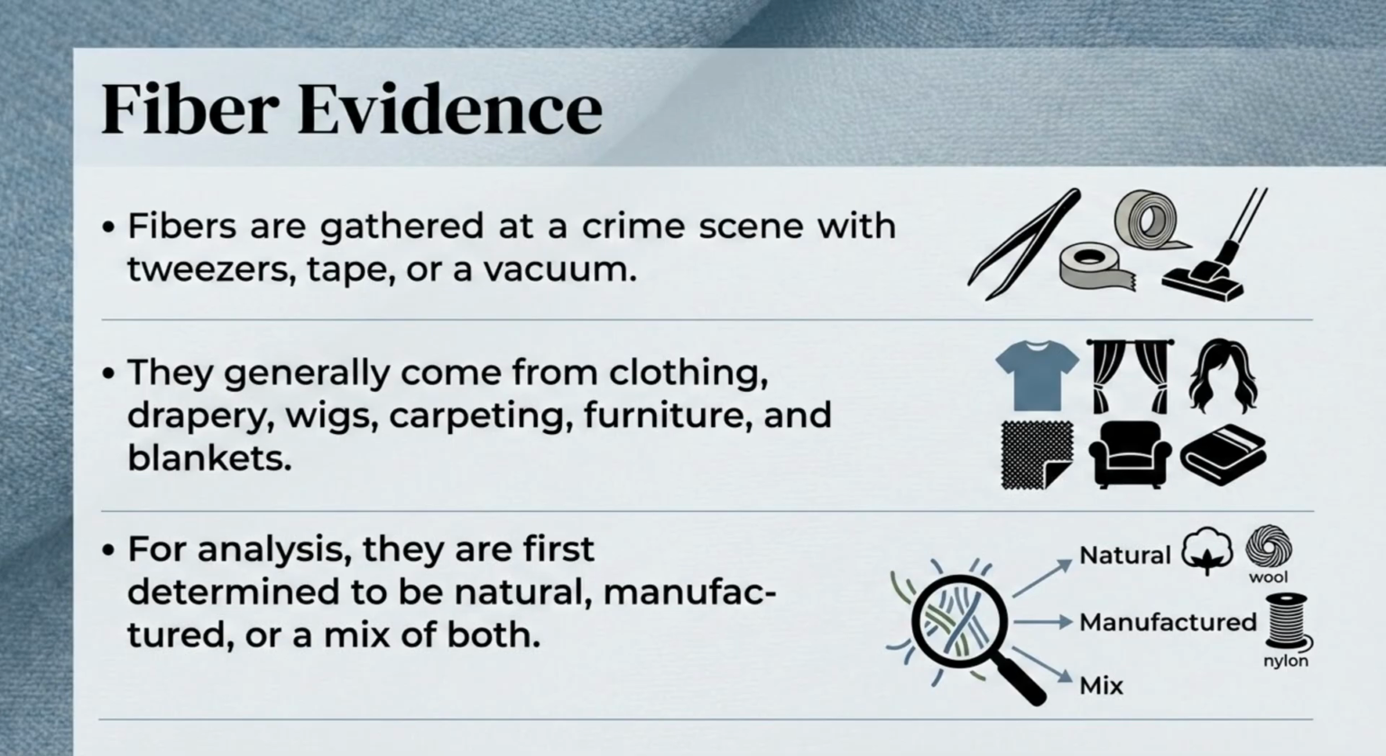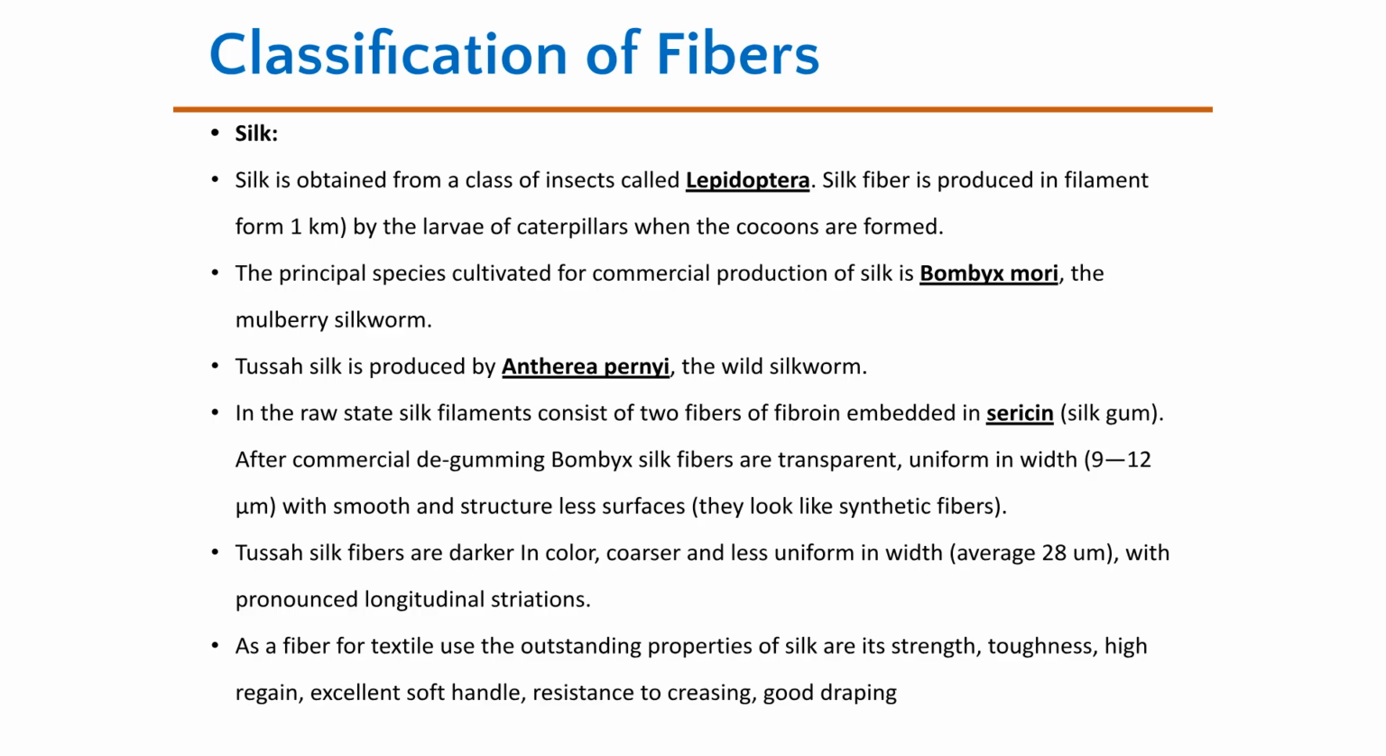This visual shows the diverse cross-sections of man-made fibers, a key feature in their forensic identification. Man-made fibers are categorized into various types, including synthetic and regenerated fibers, each with distinct properties.